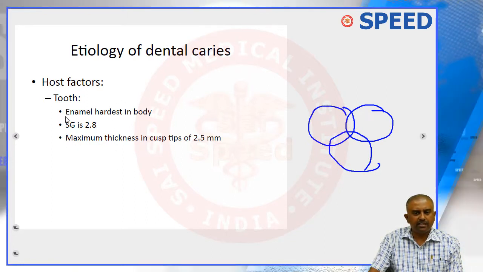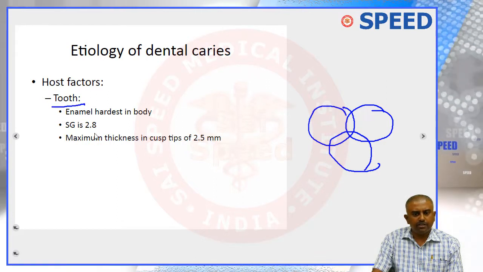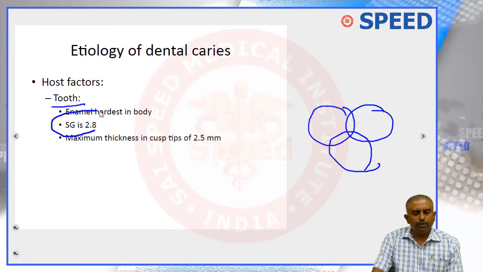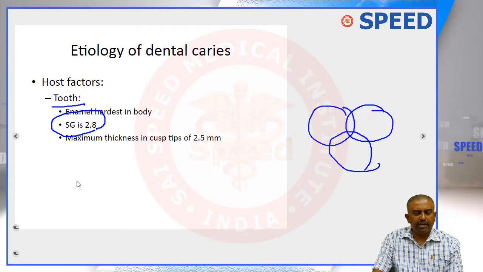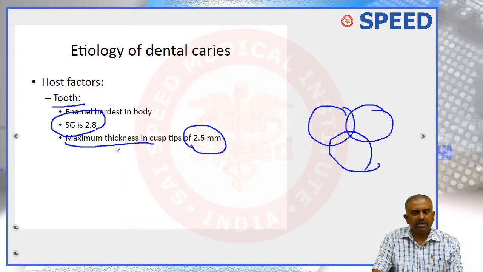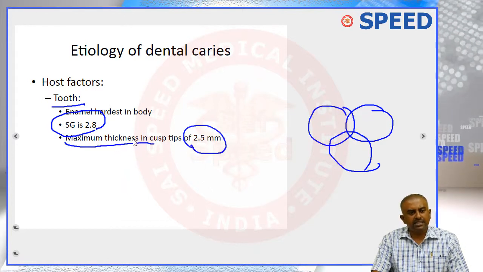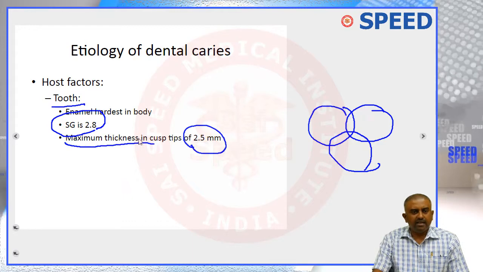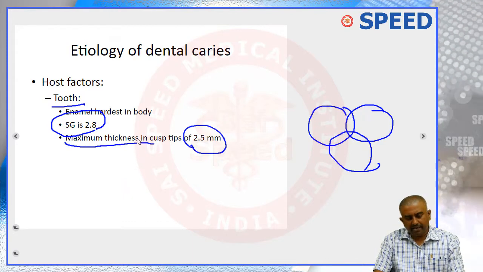Among host factors, the most important one is the tooth, which is supposed to have a specific gravity very close to that of diamond, and the maximum thickness is in the cuspal tips. That is why the cuspal tips seem to be the areas which are least affected by dental caries.